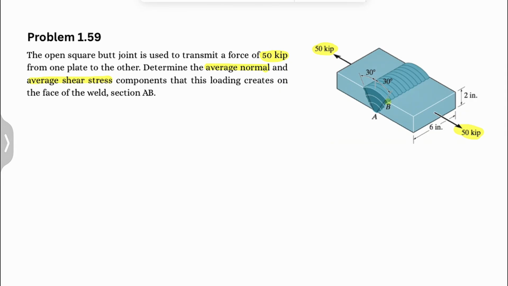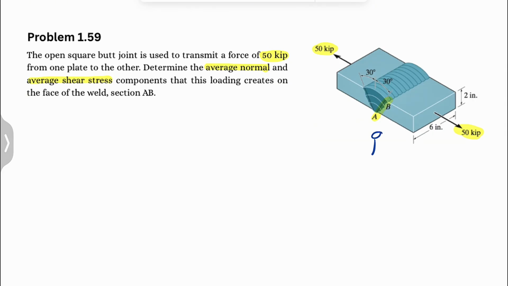the weld, section AB. So basically we have this section AB, which we know makes 30 degrees with horizontal. So the angles are given here. So this angle is 30 degrees. And we are in equilibrium. We're going to use our equilibrium equations and find the forces that we need.